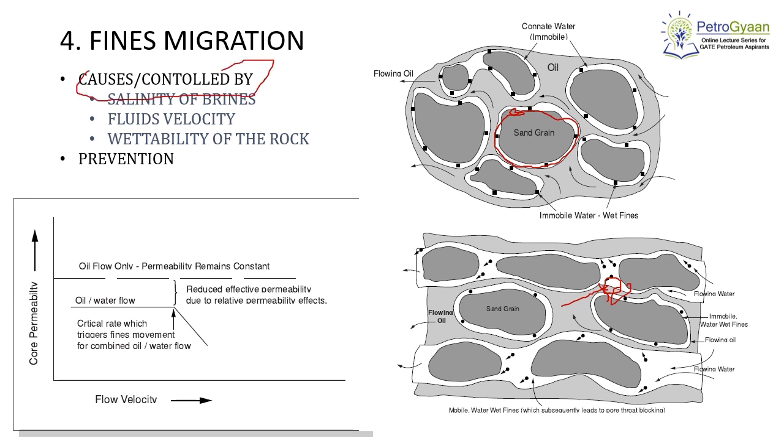Fines migration is controlled by three factors: salinity of brines, fluid velocity, and wettability of the rock. As you can see in the figure, if we produce fluid higher than the critical velocity, then due to drag force, fines will generate and block the pores. If we produce lower than the critical velocity, then we can avoid the fines migration.